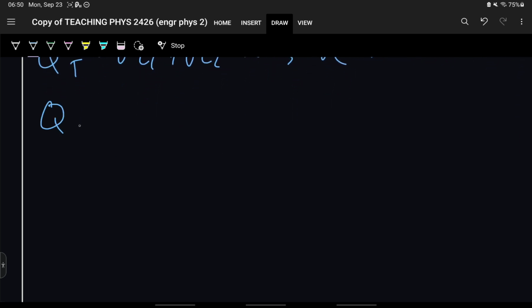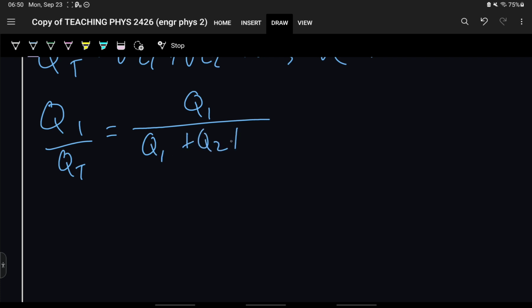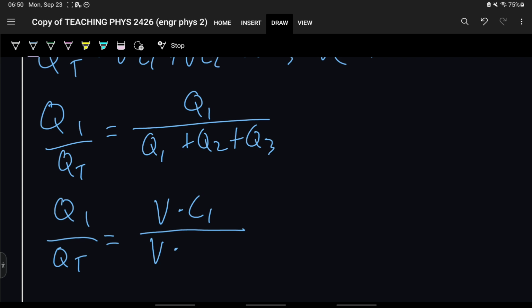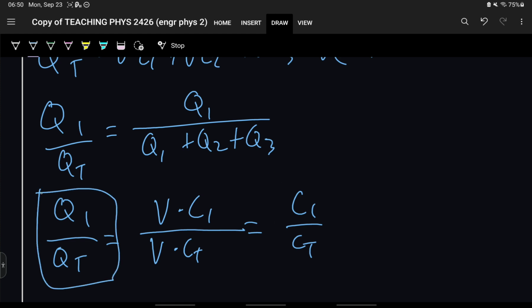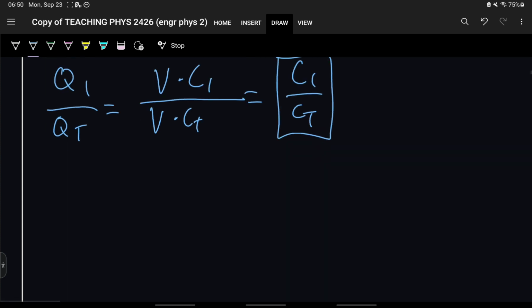So let's go ahead and take a look at the fraction of charge in C1. So we have Q sub 1 divided by Q sub T, and that's going to be Q sub 1 divided by Q1 plus Q2 plus Q3. And now when we substitute Q1 is equal to V times C1, we get Q sub 1 divided by Q sub T is going to be V times C1 all over V times CT, which then we get C1 over CT. So that's going to be that. I don't know how to really circle that. Well, I'm just gonna do that instead.